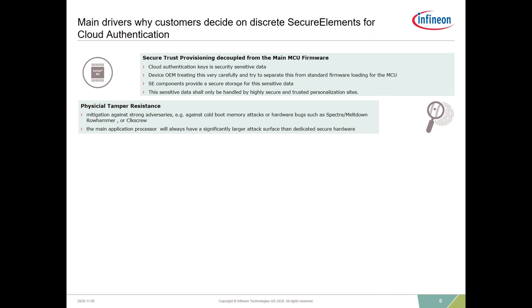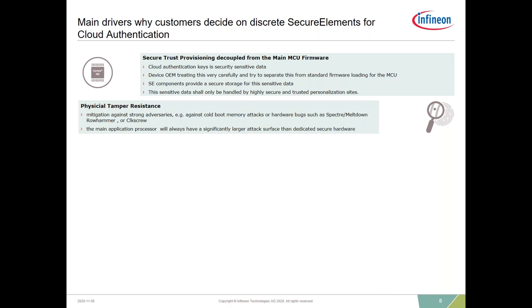The other one, it must be said, is physical tamper resistance. Typically, the MCUs and microprocessors in such devices are getting even more complex, and security is sometimes a topic there. We learned this from Spectre, Meltdown, Rowhammer, Clockscrew. This is quite a topic. And as such, small secure elements provide a much smaller attack surface. The idea is that those little devices are not so susceptible to this kind of attack.